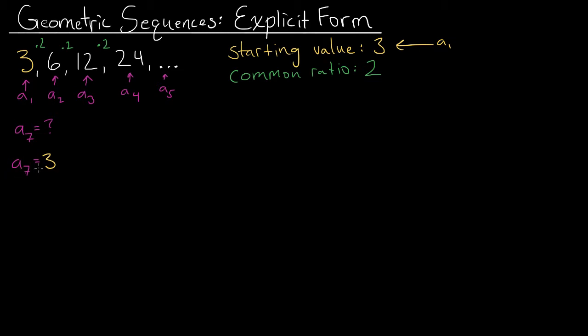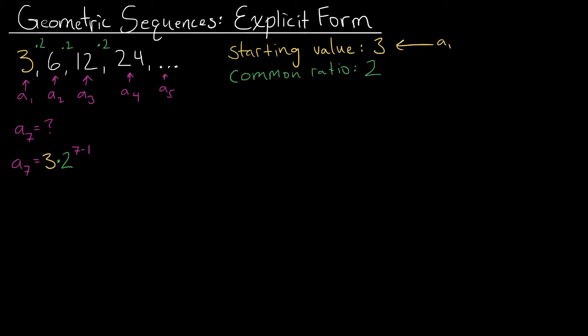And so when we write out this formula here, a sub 7 is going to be equal to 3, and then times our common ratio. And how many times are we going to do it? Well, we're going to do it 7 minus 1 times. 7 minus 1 times.